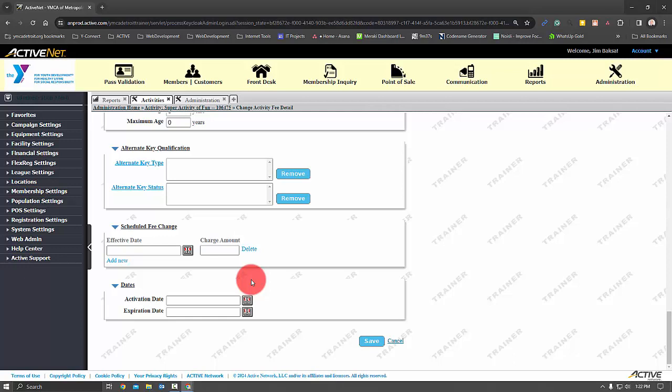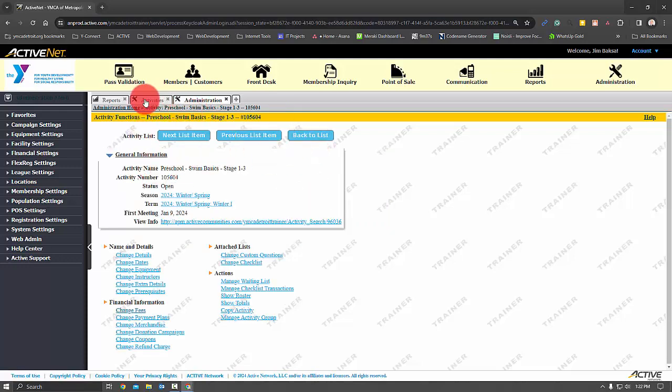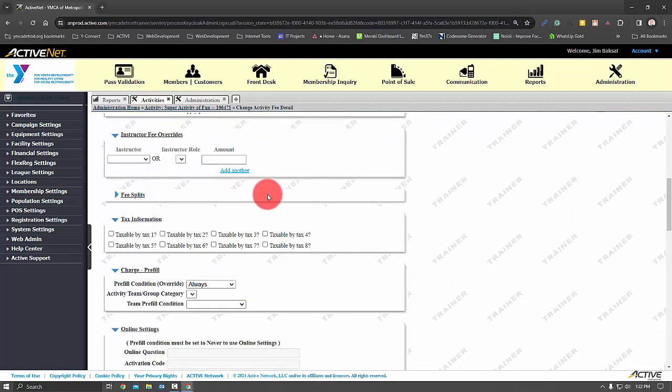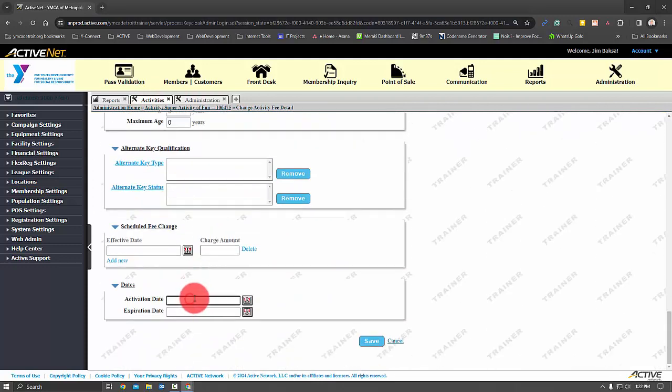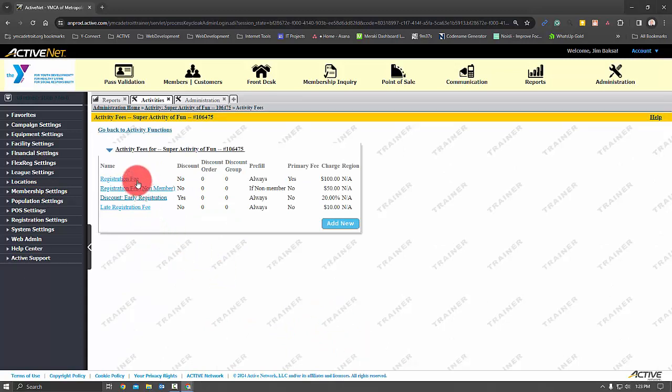And in this case, we want it to start after the program begins. So let's go and quickly, I don't remember when my program began, June 5th. So if I go June 5th, 24, and if I leave the expiration date off, it will always charge that late registration fee until the end of time, as long as the activation date is June 5th or later. Okay, so we'll save that. And that is how you do registration fee, non-member fee, early registration discount, and late registration fees.